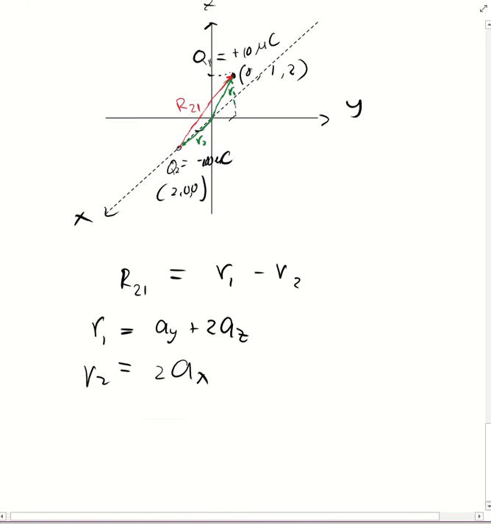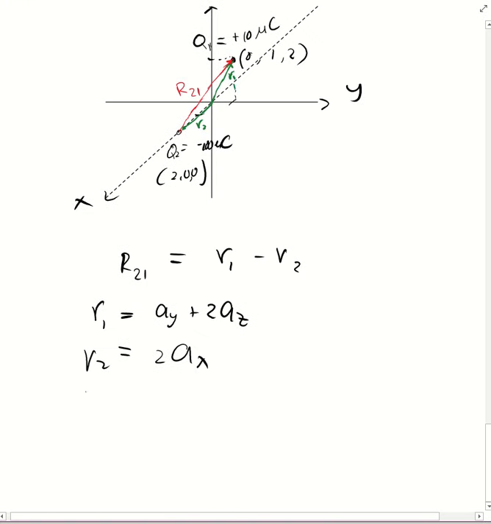Then if we subtract them, R1 minus R2, R21 now will be equal to, there's no AX here, so 0AX minus 2AX is negative 2AX. Then AY minus 0, so plus AY, then plus 2AZ. So this will be R21.